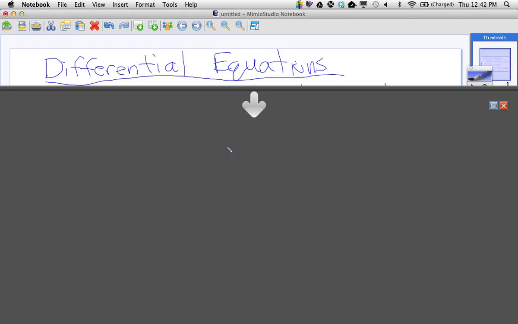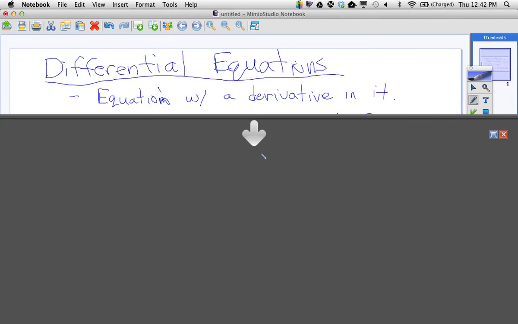First of all, a differential equation is an equation with a derivative in it. Right. So it's got a y prime or an f prime or an h prime or whatever. It's got a derivative in it. So that's a differential equation.